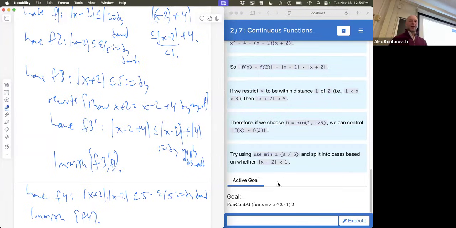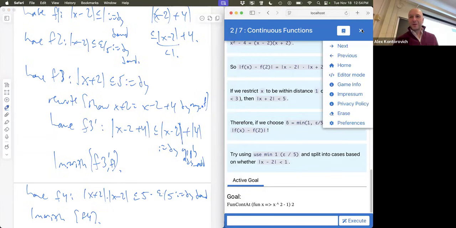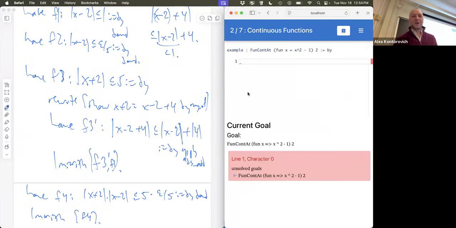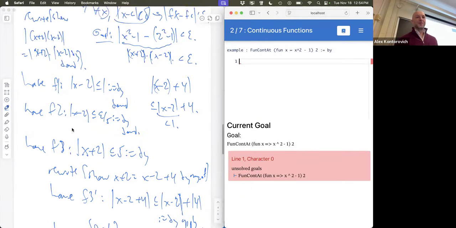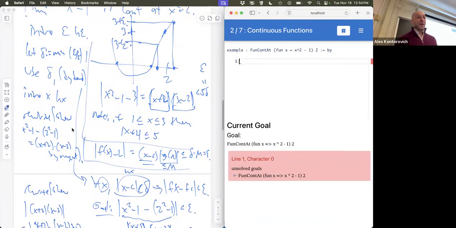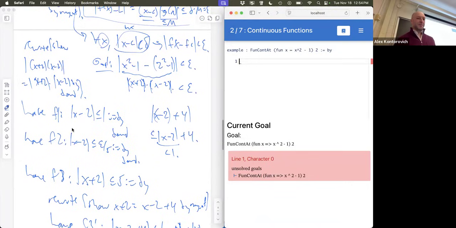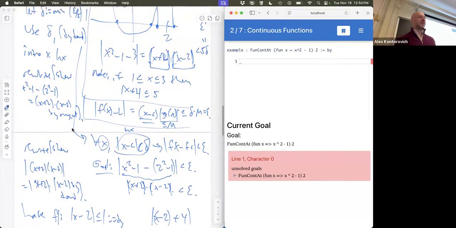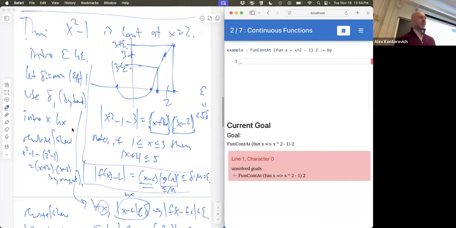Okay. Should we try it in the game? Okay, let's try it in the game. Maybe even in the game we can go to, how do I get to the editor mode? Should we do it in editor mode? Because I'm not sure which of these tactics will or won't work, and we won't be able to tell otherwise. All right, any questions on this before we do it in the game? Does it make sense what we've done? Does it make sense how we figured out what the delta needed to be and what the strategy is for that kind of thing?